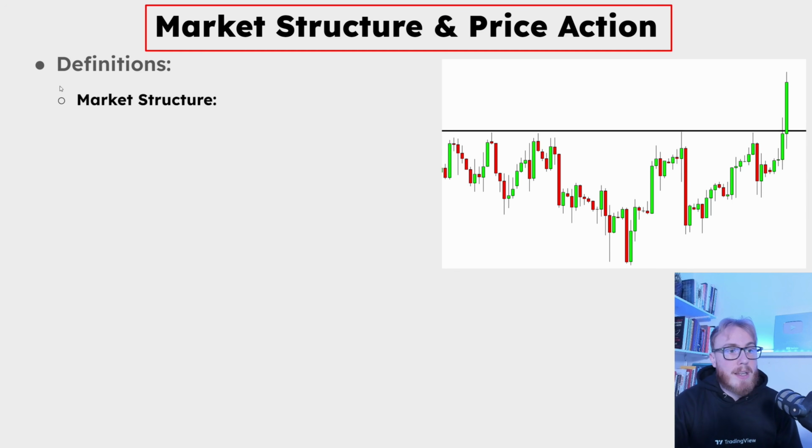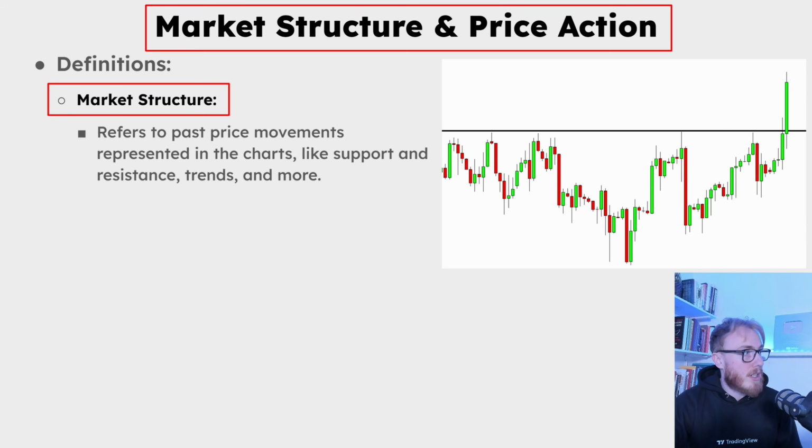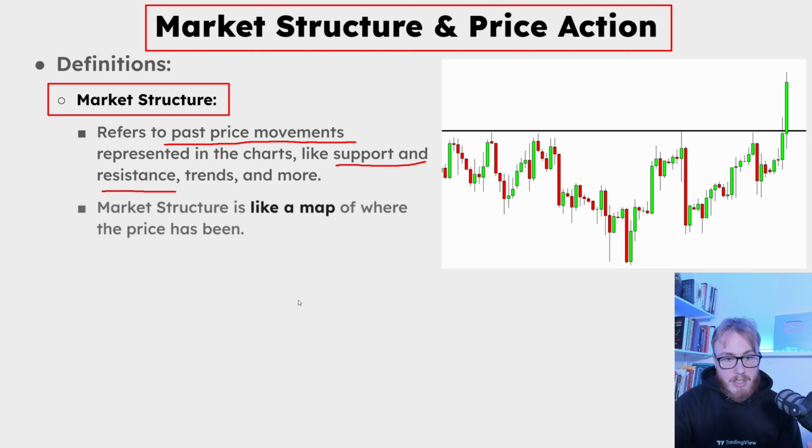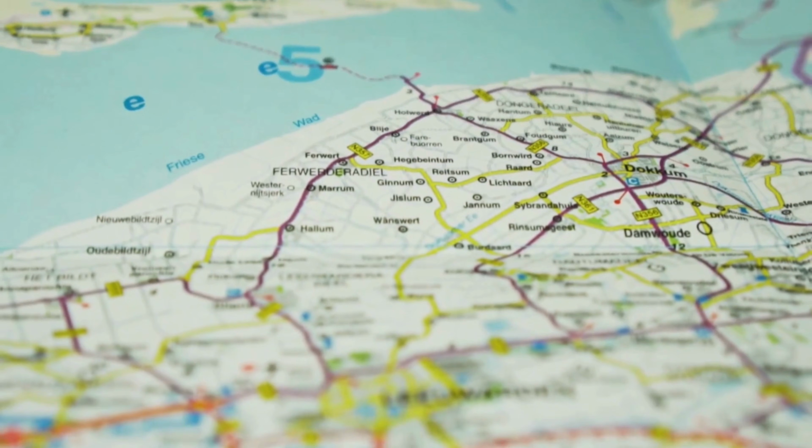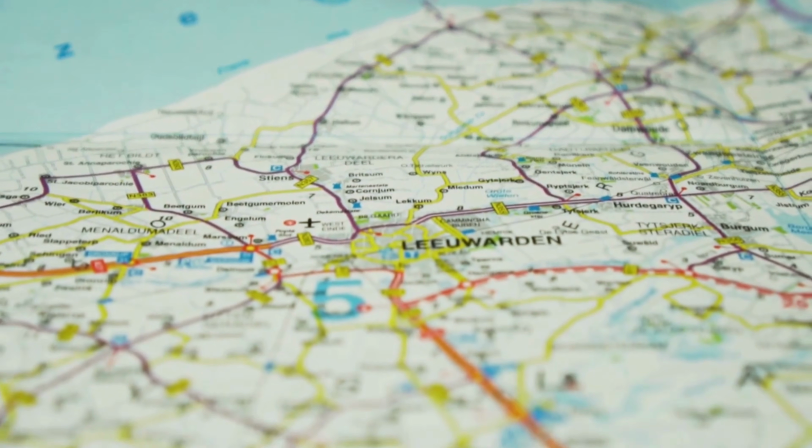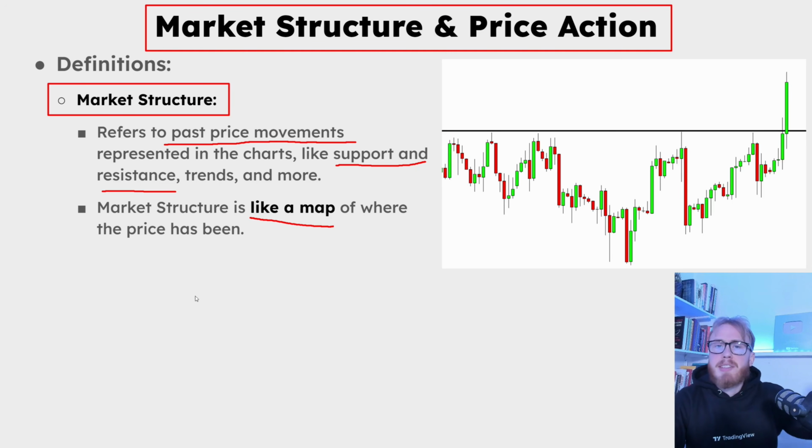So first of all, what is market structure? Well, market structure basically refers to the past price movements represented in the charts. So for example, support and resistance, trends, chart patterns, and everything like that. All of that is market structure. So you can think about market structure as a map of where the prices have been in the past. But if all of these things are market structure, then what is even price action?